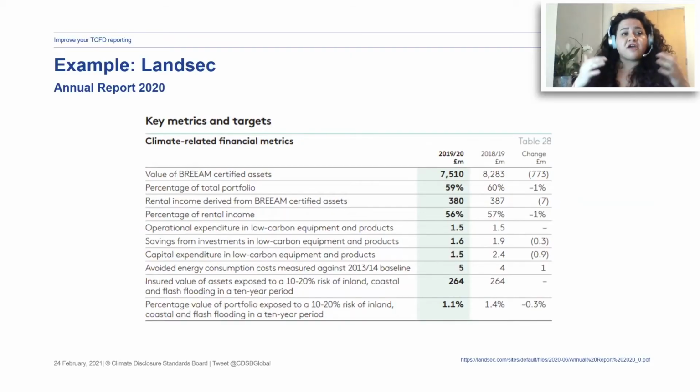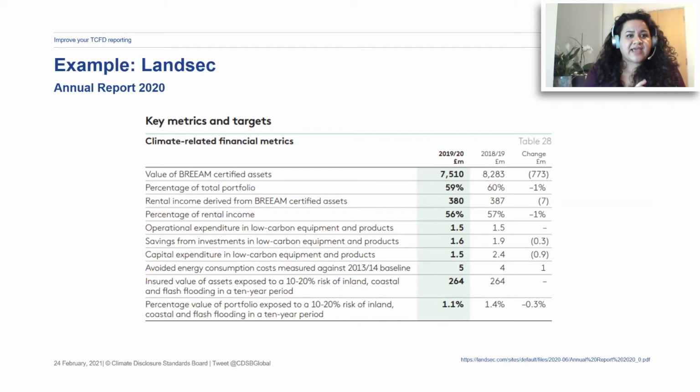Now, the last example, and the only example that doesn't come from Australia or New Zealand, is from Landsec here in the UK. And we've pulled this one out because it's a slightly different take on metrics and targets. Usually companies provide their scope 1, scope 2, and if appropriate, their scope 3 emissions. But very rarely we see climate-related financial metrics. Now, this is an area that's currently being developed.